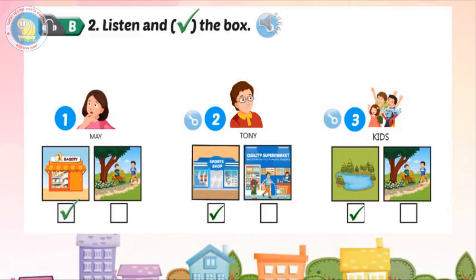I have to go out, kids. Where are you going, Dad? I'm going to the sports shop. 3. Okay, kids, time to go. Where are we going, Uncle Tony? We're going to the lake. Yeah! Yeah!